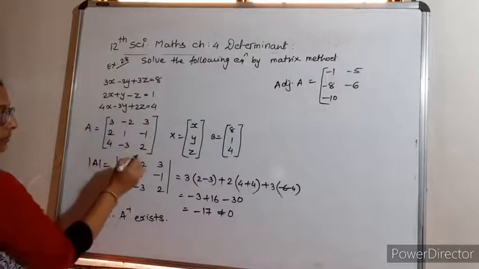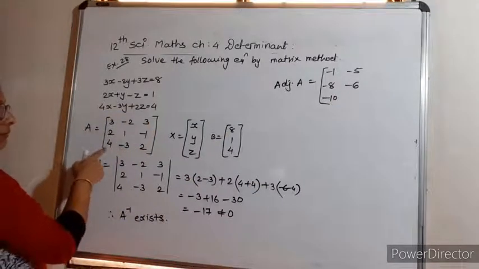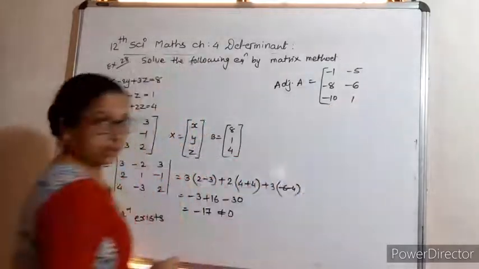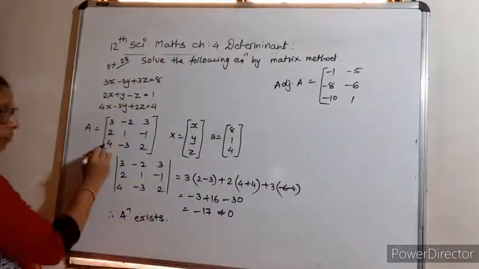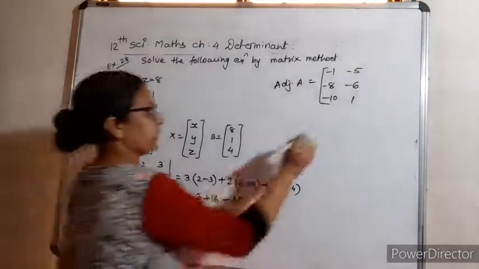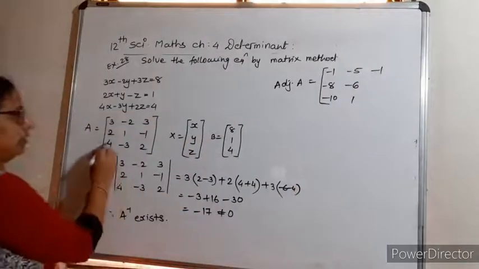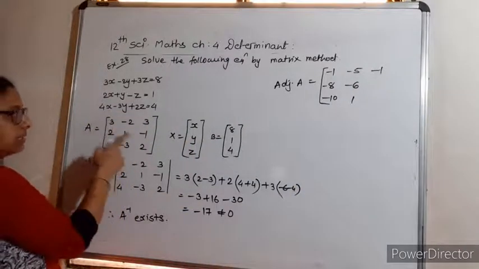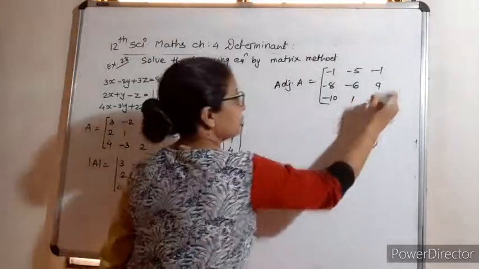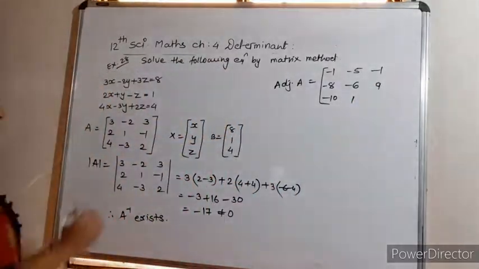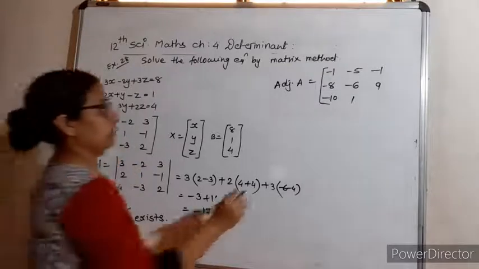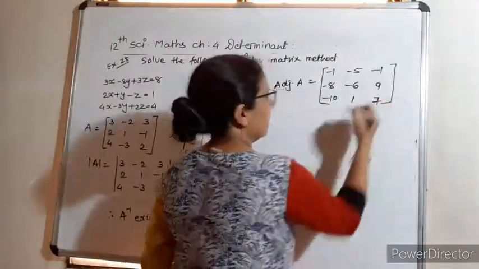Third, minus 9 plus 8, minus 1, but change the sign, 1. Third row, 2 minus 3, minus 1. Here it is minus 3, minus 6, minus 9, but change the sign, it is 9. Here 3 plus 4, 7. So this is our adjoint.